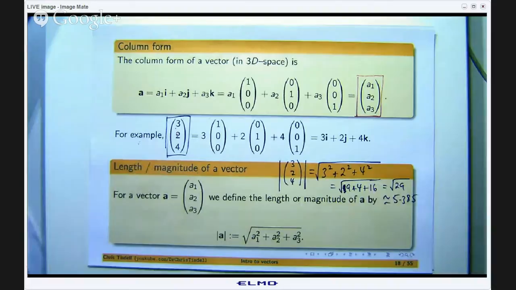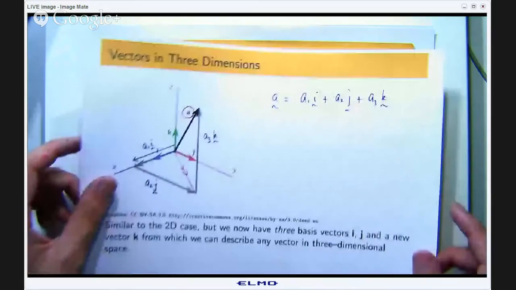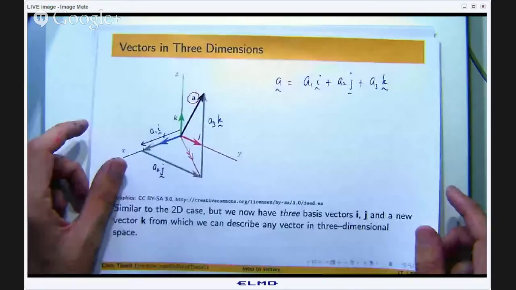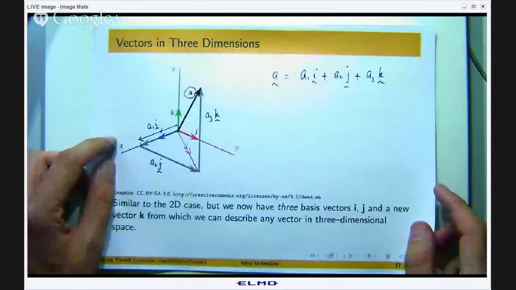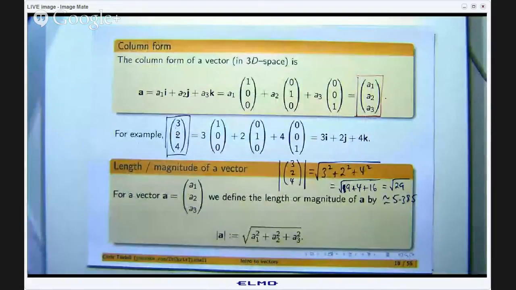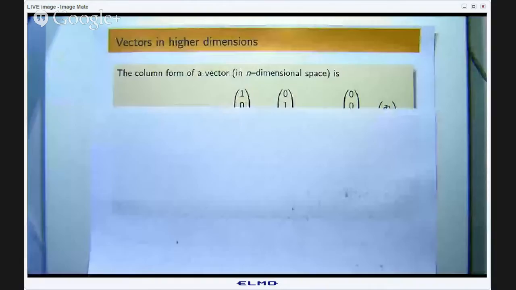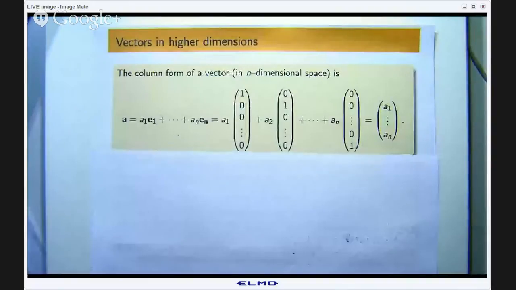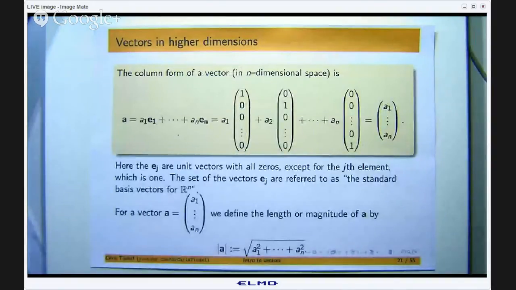All right, so that's a little bit about the three-dimensional case, and vectors in the three-dimensional setting. Can you keep going? Yes, yes you can. So vectors in even higher dimensions. Now, vectors in higher dimensions, things get very tricky to visualize.